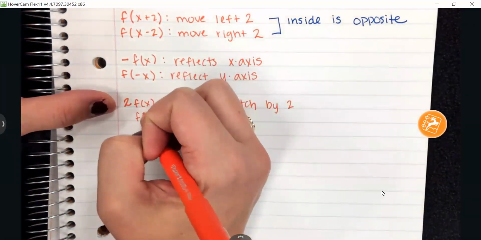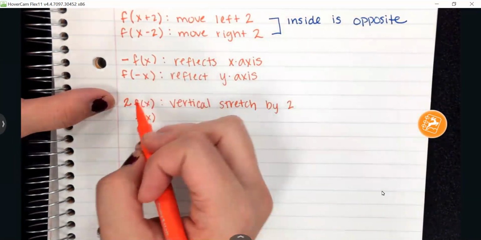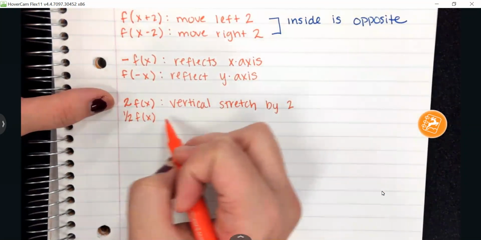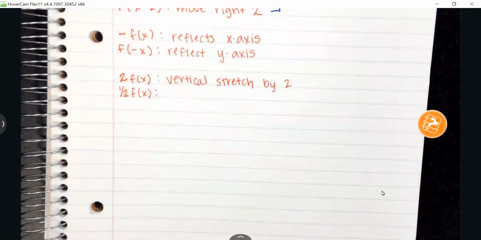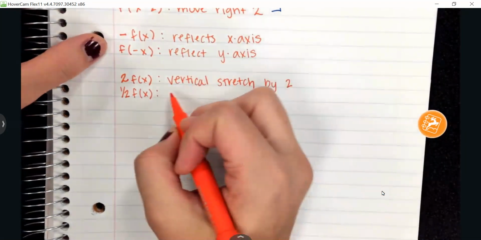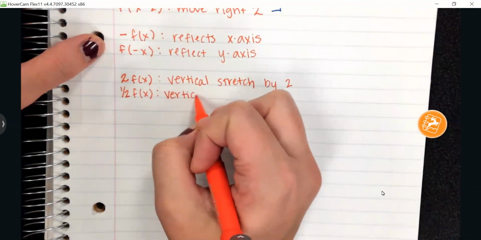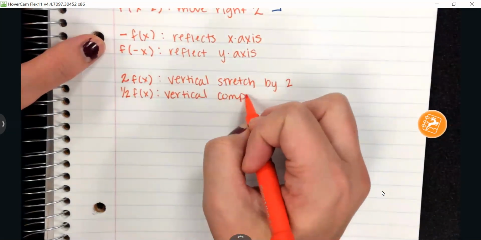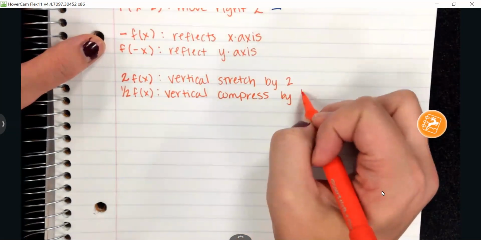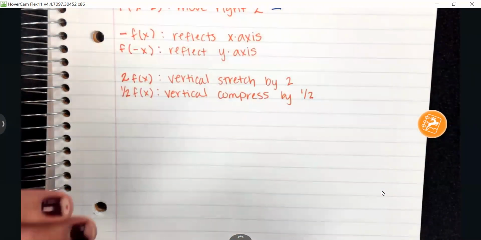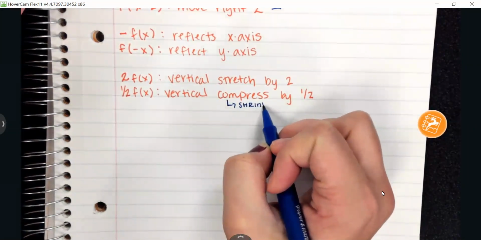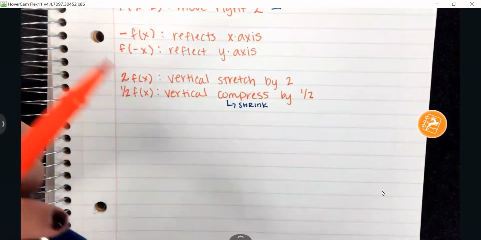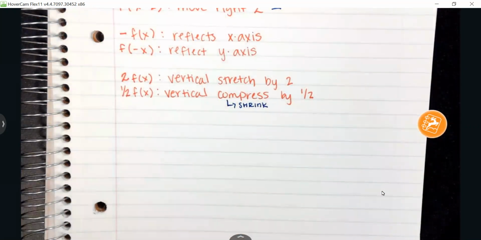So let's say I have my function, and instead of multiplying by 2, I'm multiplying by a half instead. Is my graph now getting bigger vertically or smaller vertically? It's getting smaller, but we don't say smaller. We'll say vertical compress by 1/2. And if you do IXL, I don't think it uses the word compress. I think it uses the word shrink. Compress and shrink means the same thing, to get smaller. Okay.